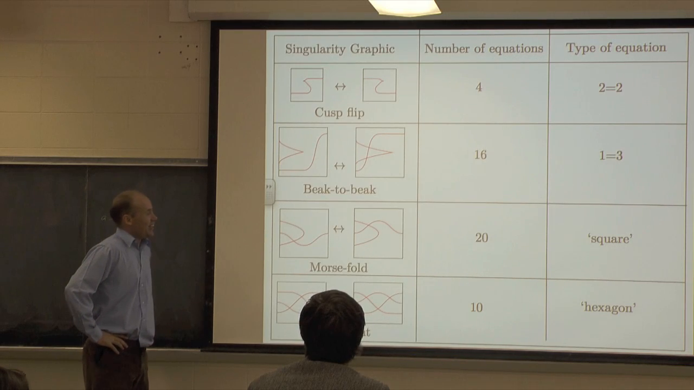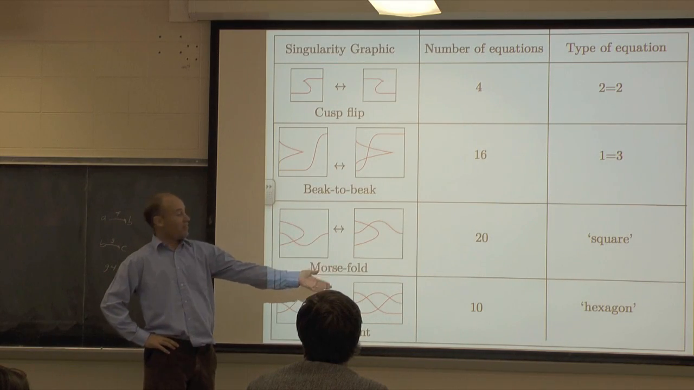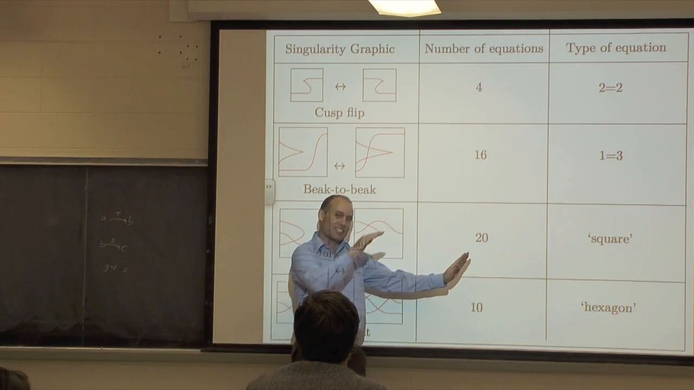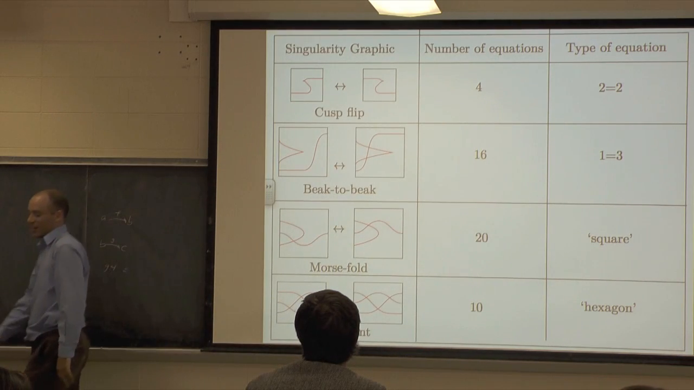Yeah. And you can see, you just look at these singularities, each singularity gives you an equation. And we're getting huge amounts, so 20 equations, 10 of these. Each of these is a hexagon, saying some composite of 3 things equals some composite of another 3 things. So categorically, things are getting quite complex.